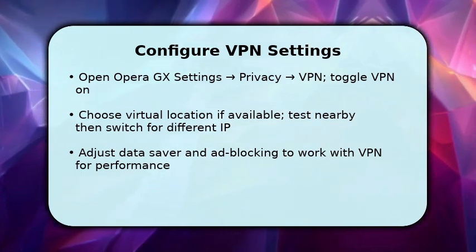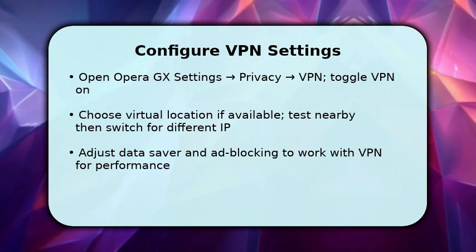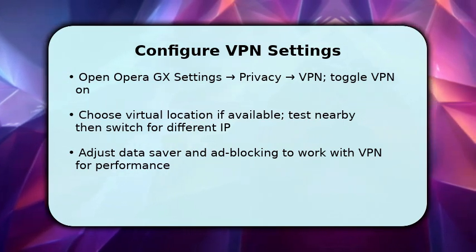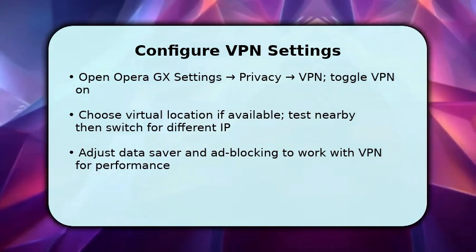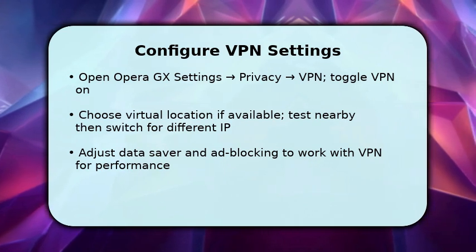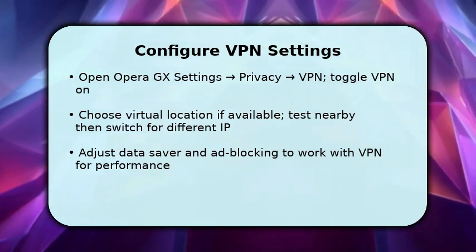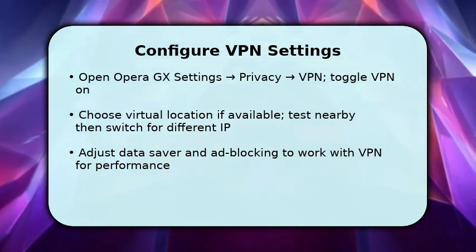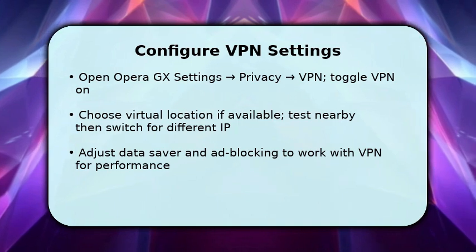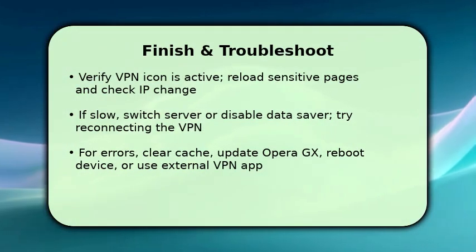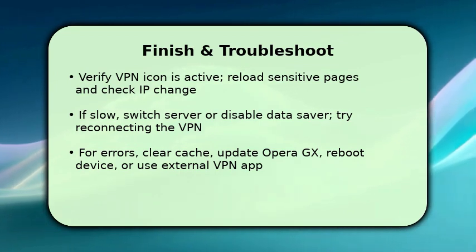Make sure ad blocking and data saver settings are compatible. Some aggressive optimizers can break secure tunnels. Test by loading a geo-restricted page and checking the browser's VPN badge for an active connection. To complete, confirm the VPN icon is active in the address bar and reload pages that previously blocked you. You should see content that was region locked.